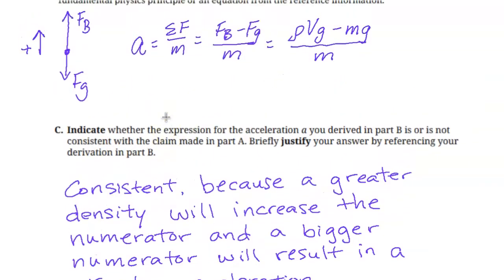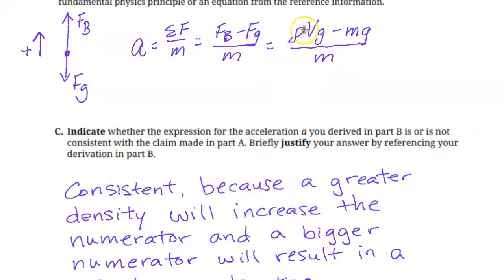So our expression that we derived in part B is consistent with our claim in part A because a greater density is going to increase the numerator up here, and a bigger numerator will result in a bigger acceleration.